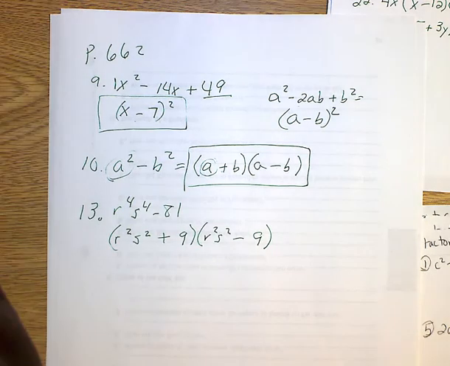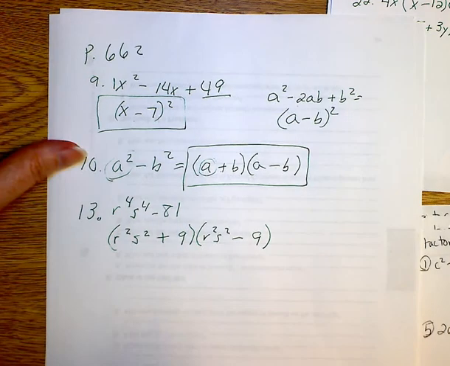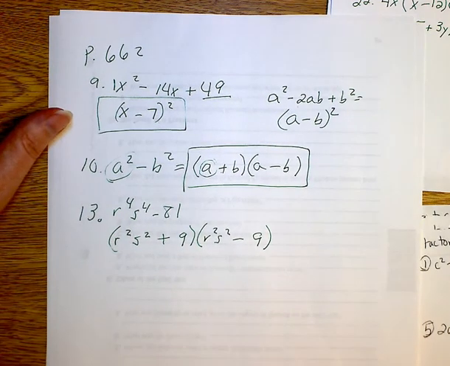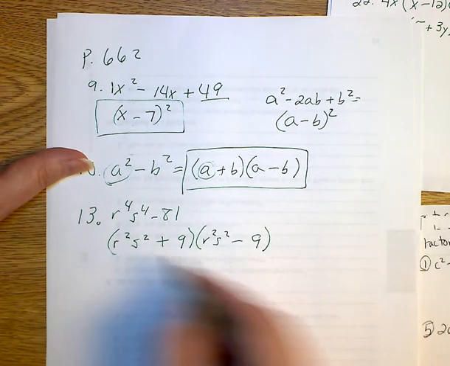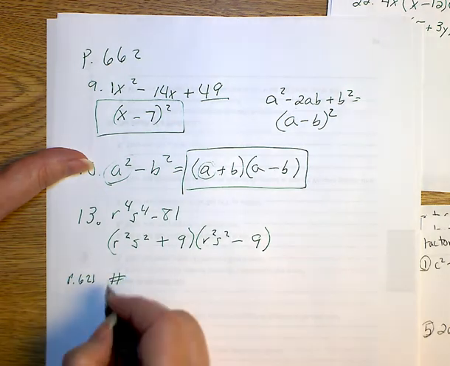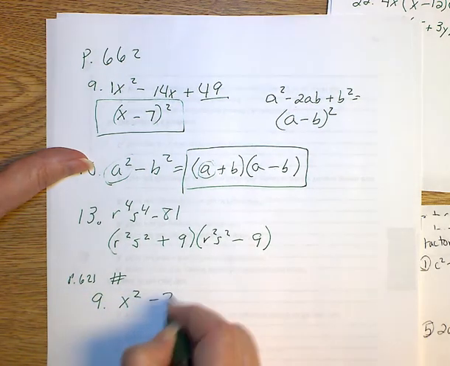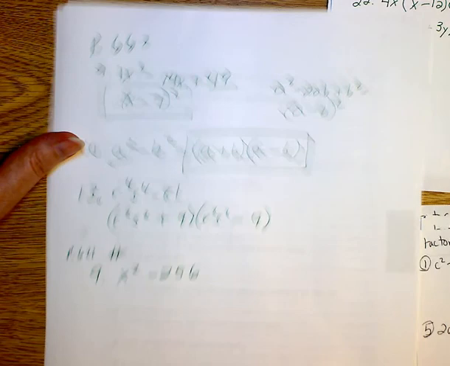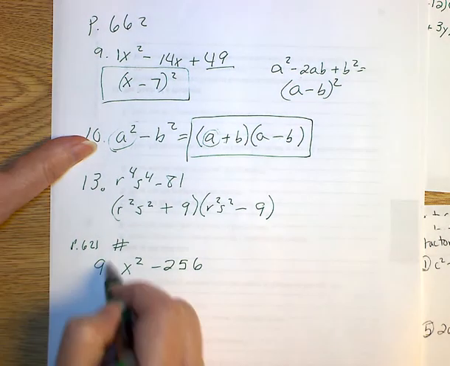Let's try one more like that from your other page, just to make sure. I'll come back to this one. I want you guys to try this from page 621, number 9, which is the same exact thing. So we have x squared minus 256. Take a second and do that one. That's the problem number.